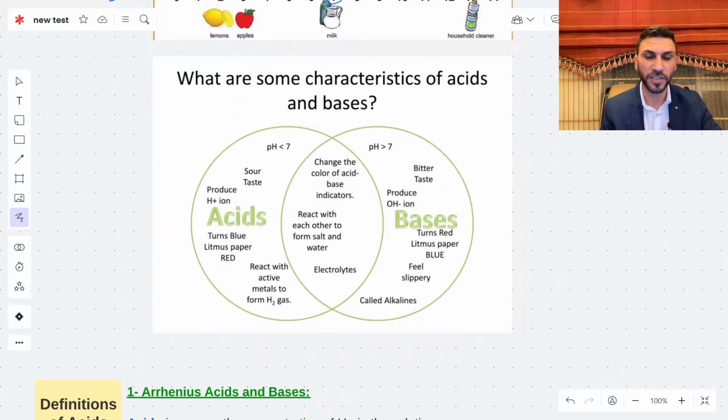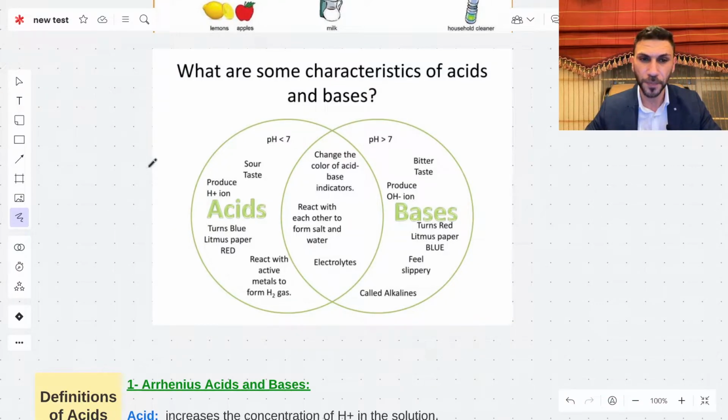So what are some characteristics of acids and bases? Both of them change the color of an acid-base indicator. So if you have an indicator, acids will change the color, and the base will also change the color. Also, both of them react with each other, and they always form salt and water. So whenever we have an acid and a base, the products are always salt and water.